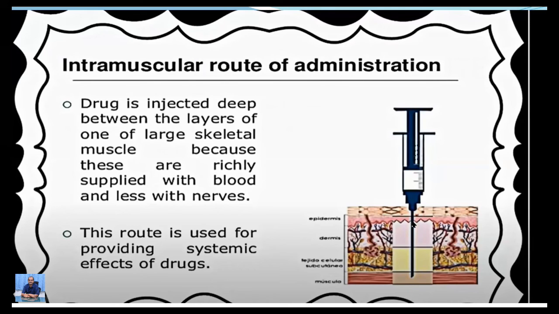Here you can insert the needles below the epidermis and dermis, and inside the muscle cell, where this is the muscle fiber, where the circulation is more and there is no nerve supply. Nerve supply should be very less, otherwise it becomes very painful. And this route is used for providing systemic effects of the drug. It's a parenteral type of administration.